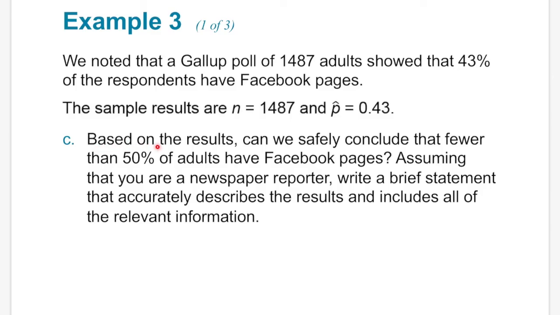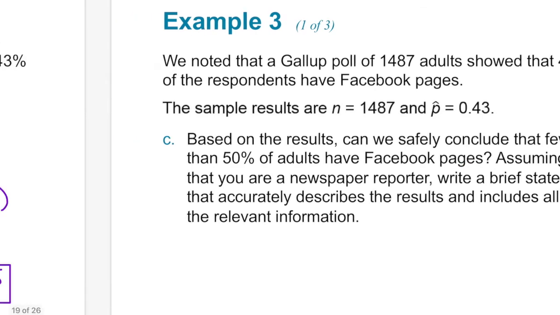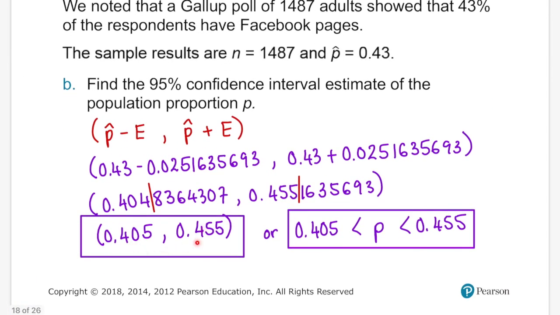C. Based on the results, can we safely conclude that fewer than 50% of adults have Facebook pages? So if you go back to the confidence interval, we are 95% confident to say that your P is in between 0.405 and 0.455, which is in between 40.5% and 45.5%. This whole entire interval is below 50%. So yes, we are confident to say that.